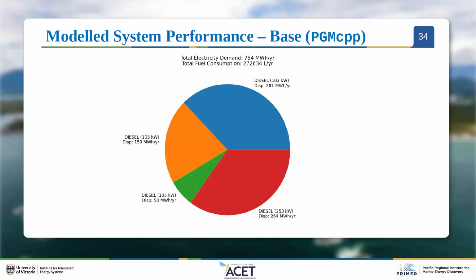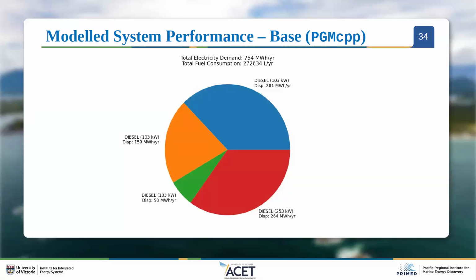So now to the integration piece. If we power this community using only diesel generators, so we have a diesel generating plant that looks like this, you can see the capacities of each asset around the circumference. That's showing where the energy is coming from to satisfy the entire annual demand. And the fuel consumption for this is 273,000 liters per year.